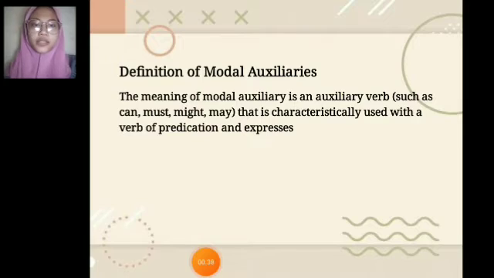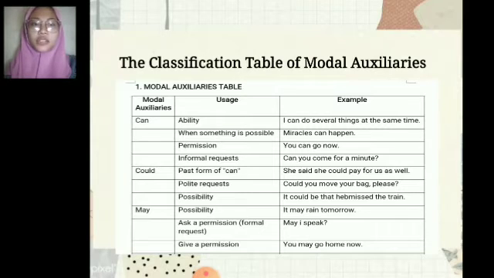The first is the definition of modal auxiliaries. The meaning of modal auxiliaries is an auxiliary verb such as can, must, might, may, that is characteristically used with a verb of prediction and expression. Next, the classification table of modal auxiliaries. In the first table, there are modal auxiliaries, usage, and also example.